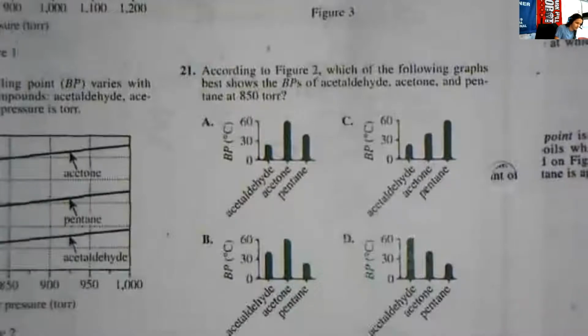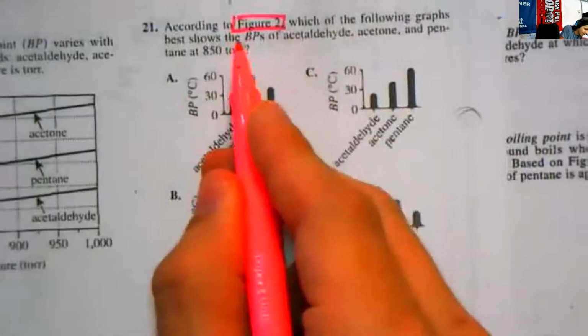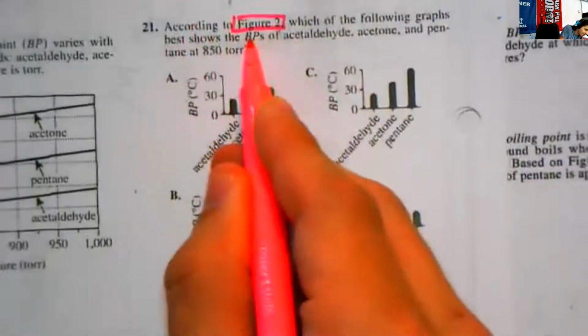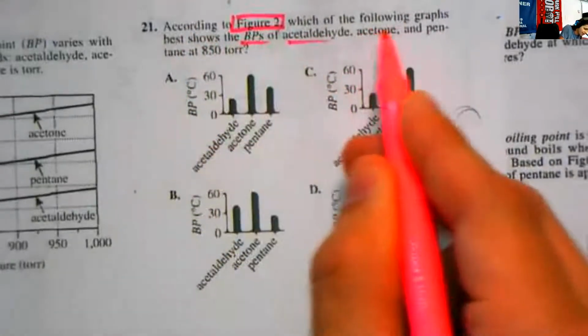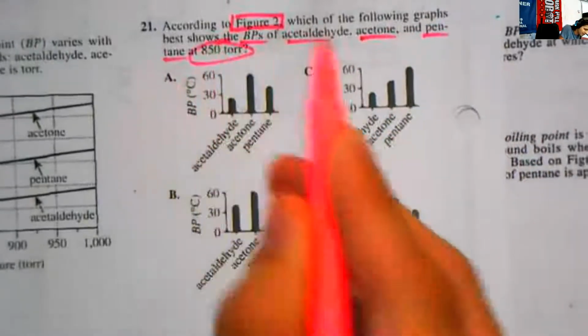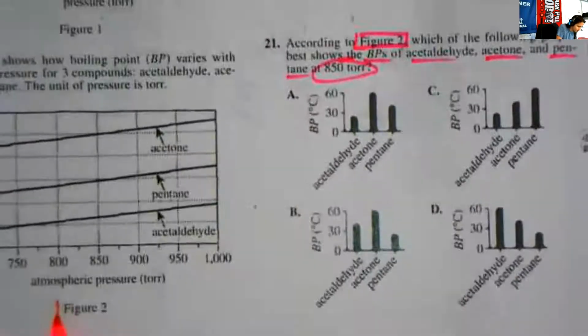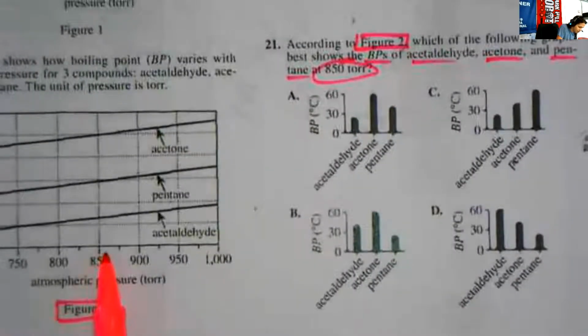21, according to figure 2, so we know where we're looking. Which of the following graphs best shows the boiling points of acetaldehyde? You don't have to know how to pronounce that. Acetone and pentane at 850 torr. Okay, so I'm going to look over here right next door, figure 2. 850 torr right there.